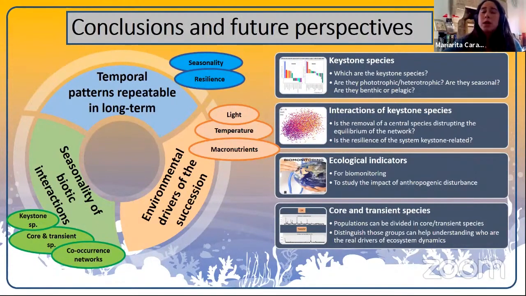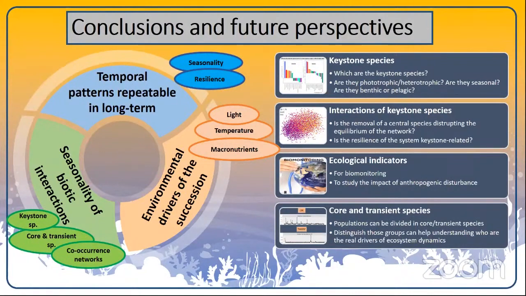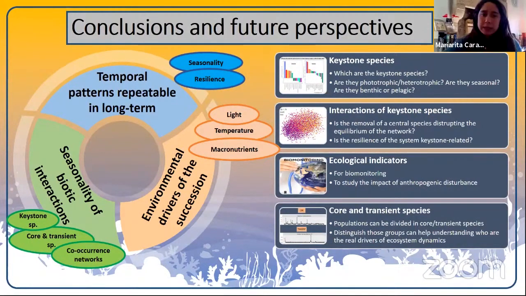And also another collaboration is about ecological indicators in order to study better the impact of anthropogenic disturbance. And this is of course important for biomonitoring studies.